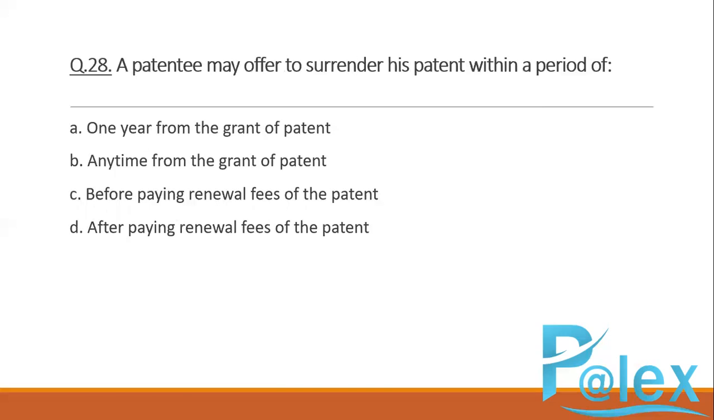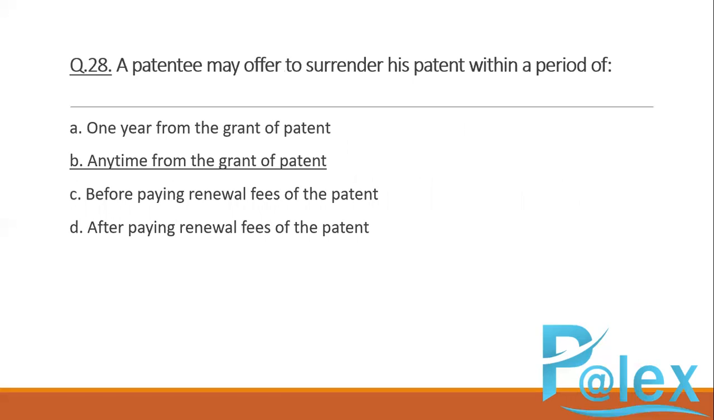Question 28, a patentee may offer to surrender his patent within a period of 1 year from grant, anytime from the grant, before paying renewal fee, after paying renewal fee. Now the correct answer is anytime from the grant of patent.